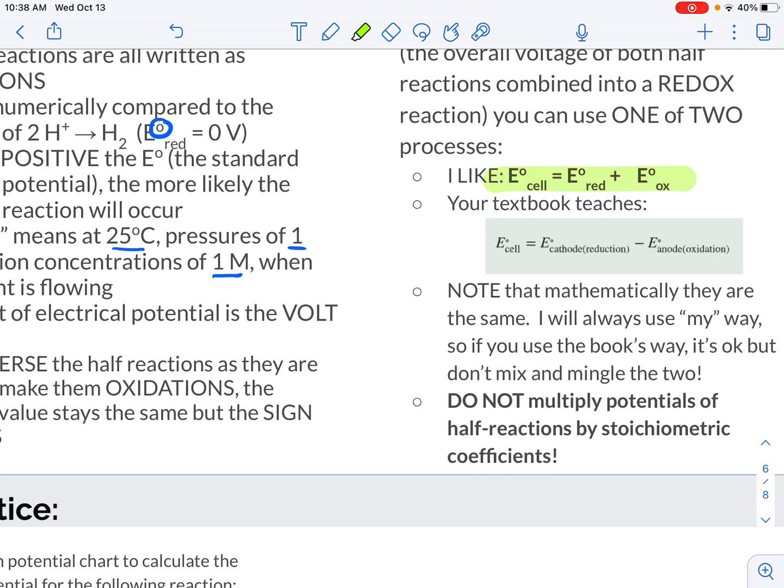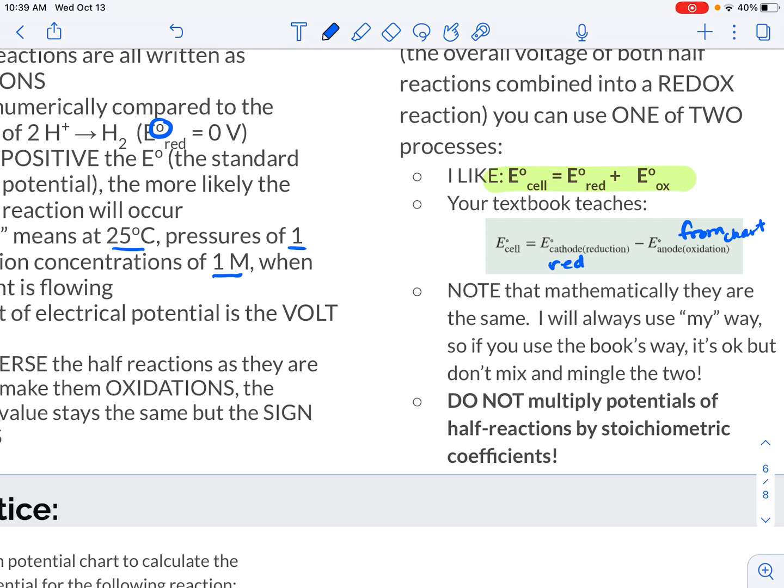Your textbook teaches it as the reduction potential at the cathode, which is a reduction reaction, right? And the reduction potential off the chart of the oxidation reaction, which really is not what's written on the chart, but you're going to read it off the chart at the anode, and then you subtract it. So notice that you're doing the same math. It's just the same math. I'm changing the sign and adding, they're subtracting.